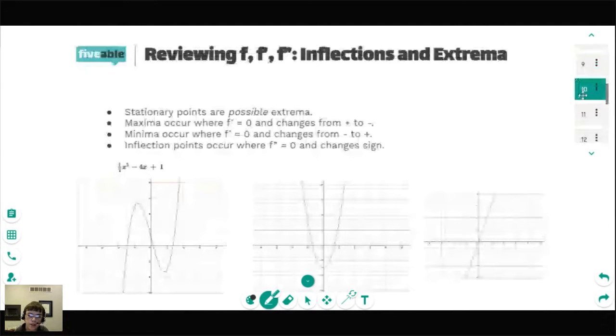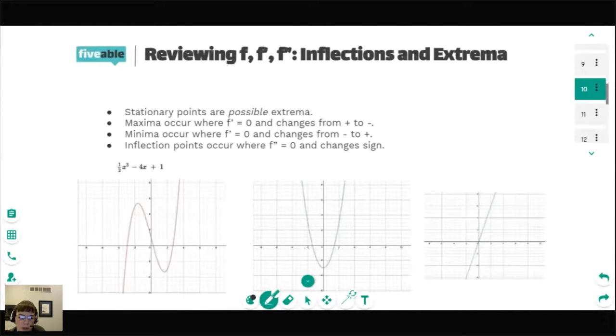All right, so let's look at those inflections and those extrema points. Where a function is stationary is a possible extrema. And you may think, well, isn't when the derivative is 0, it has to be changing from positive to negative? Not necessarily. Something that is a stationary point but not a possible extrema would look like that. You can see here the slope is 0, but it isn't a local max or a local min because it keeps going in that direction. It just takes a break, so to speak.